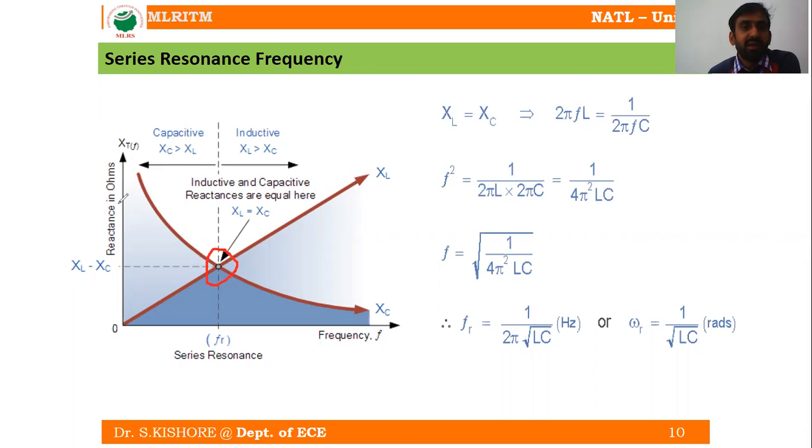On this side it is going to be more capacitive, because this is your capacitive line. So the capacitance is more on this side. Below the resonant frequency, the circuit is going to be more capacitive, and above the resonant frequency, the circuit is going to be more inductive in nature.